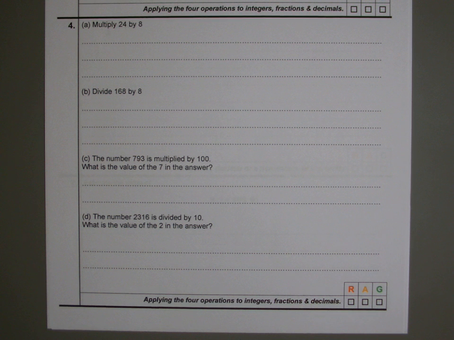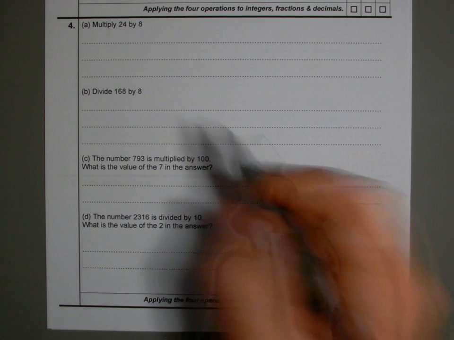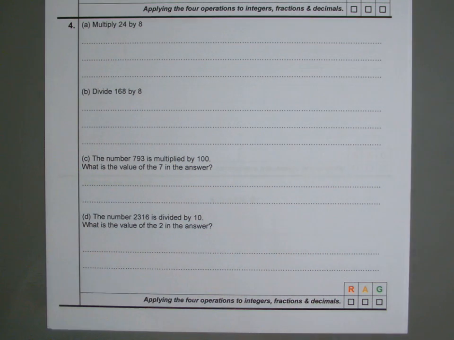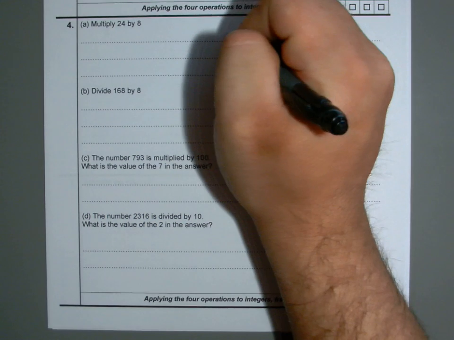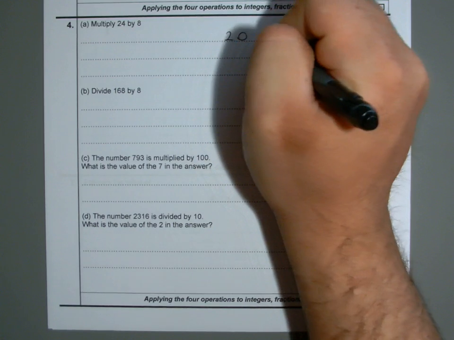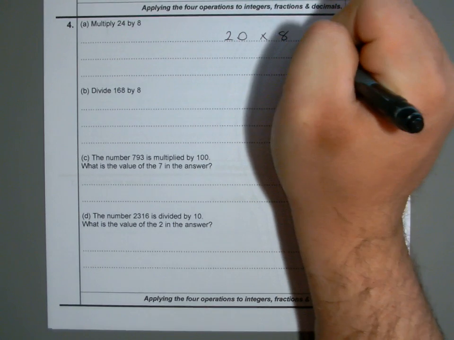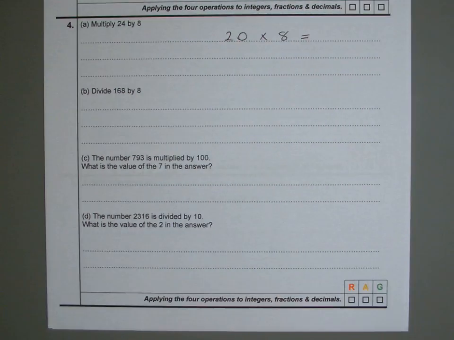How do you multiply 24 by 8? Well, there are lots of ways of doing it. One way I like is to split it up. Break it down. So instead of immediately thinking I've got to do 24 by 8, let's build it up. Let's start by working out 20 times 8.